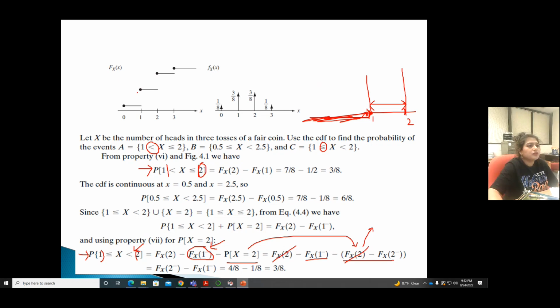Let's see how much that is. So everything that is 2 and beyond, just this guy, anything that is out here, that is going to be 4/8, because this is 1/8 and this is 3/8. So this is 4/8. And 1 minus means everything that is here, that's 1/8. So 4/8 minus 1/8, whatever the value comes out to be, that is 3/8.